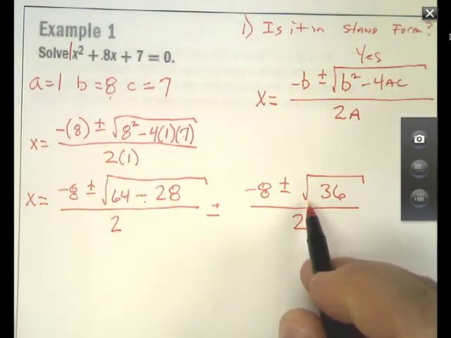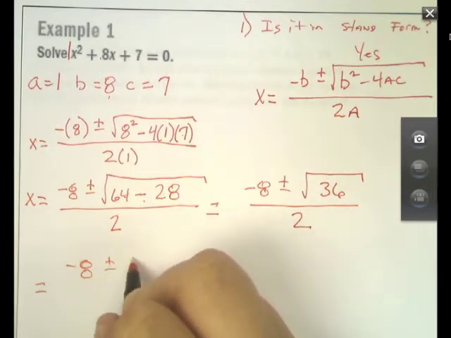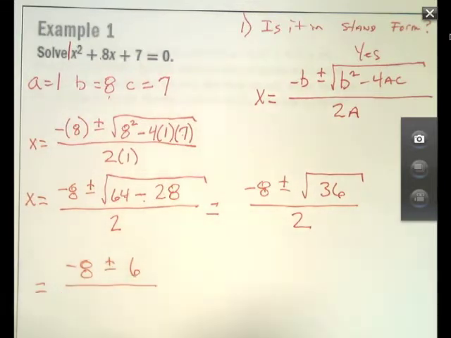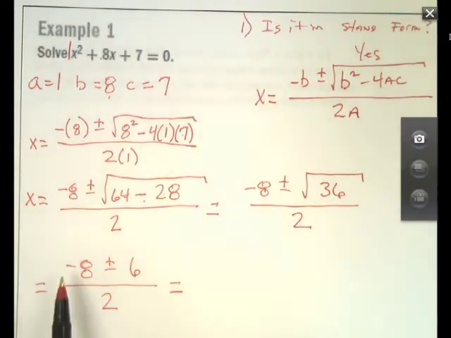What I have to do is get rid of this radical. Everybody should be yelling at me. The square root of 36 is 6, all divided by 2. Now, this is where I get my two solutions.